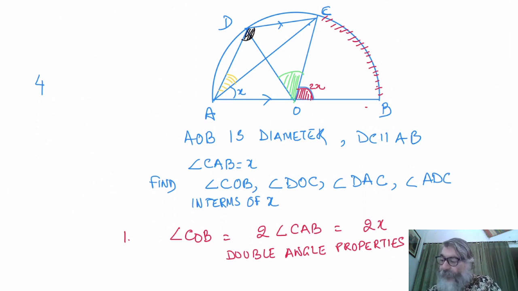Now let me take the blue only and use the parallel line. This is x, so this will be x. Why? Why will it be x? Please tell me that.